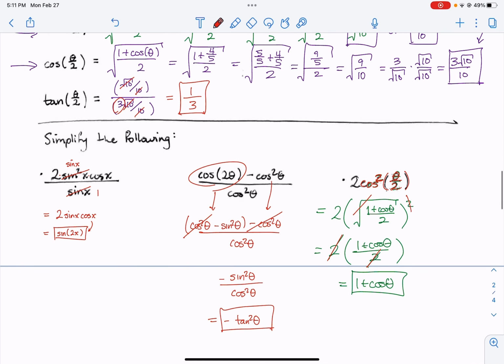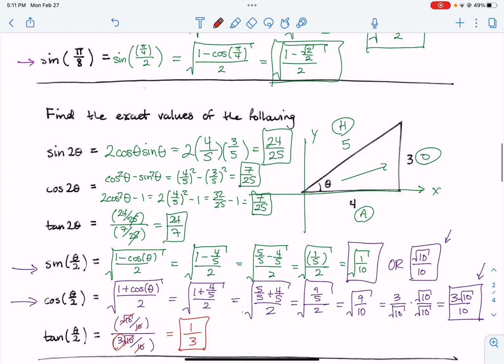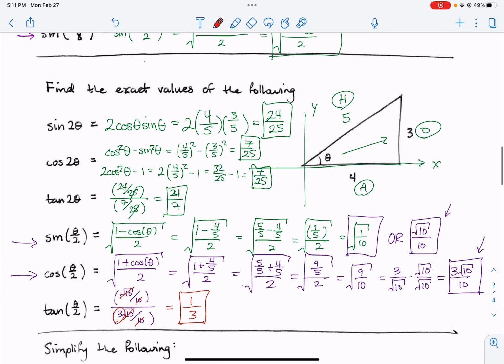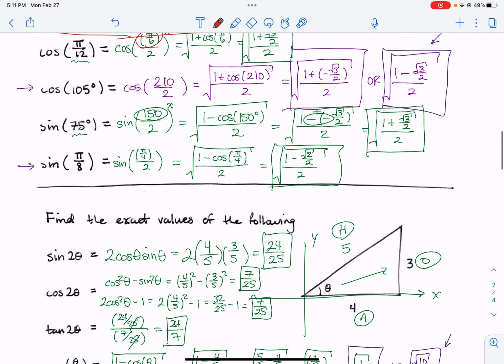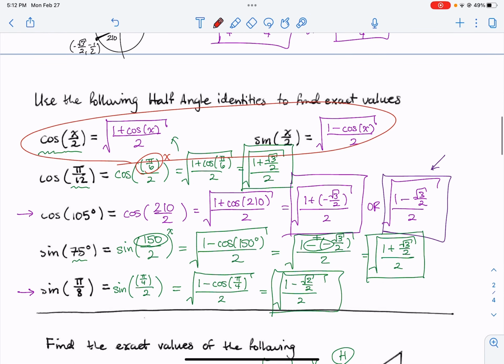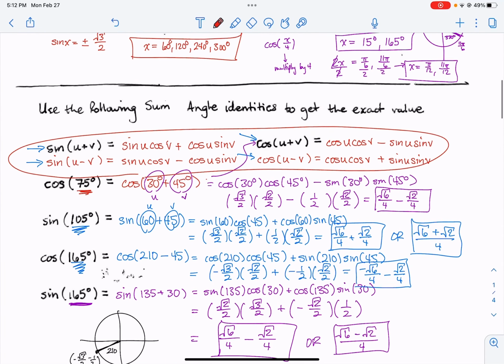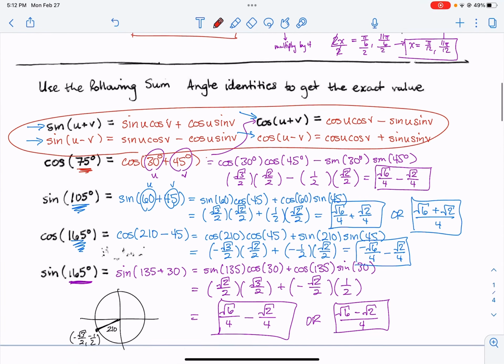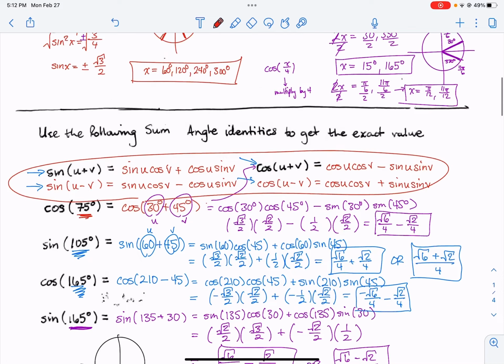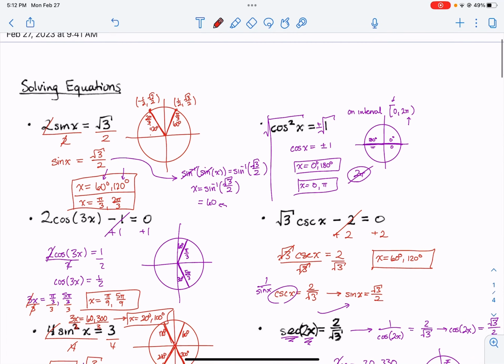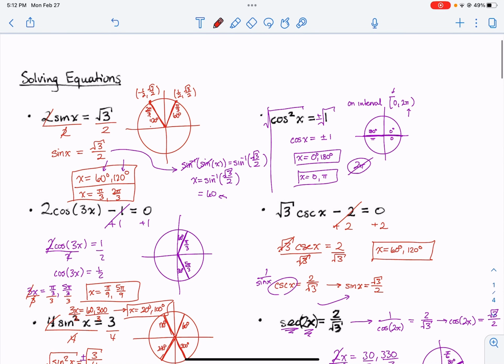So just make sure you can simplify. Make sure you can solve for sine, cosine, and tangent for problems like this, where you don't know the angle. Make sure you can get exact values using the sum formula or using the half angle formula, and make sure you can solve some equations. If you want to look back, this was section 5.3 for solving equations.